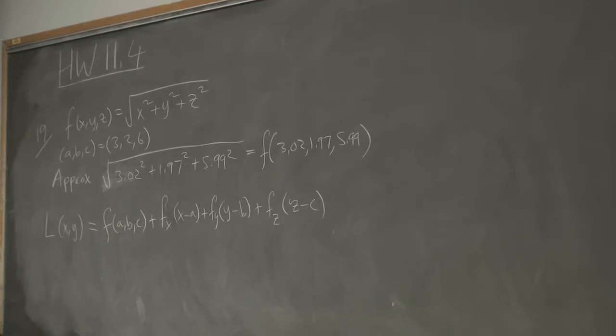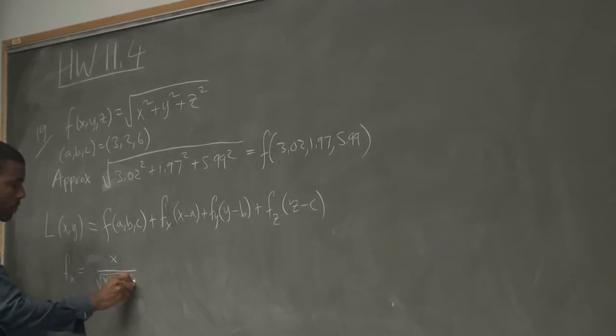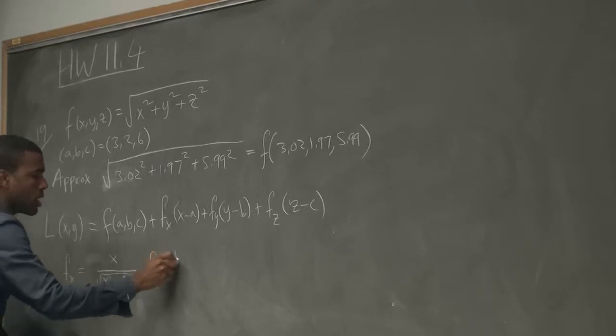So that's what we're going to use. If we use fx, what's that? 2x over the expression, so x over the square root of x squared plus y squared plus z squared. The others are very similar. So fy is just y over that guy.